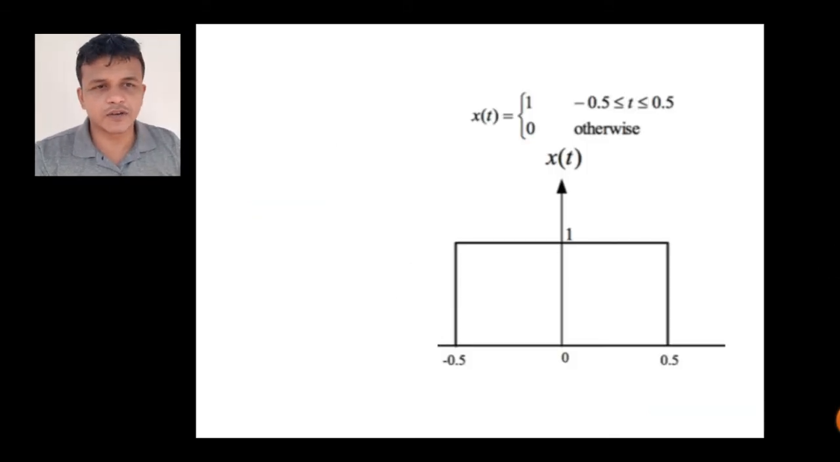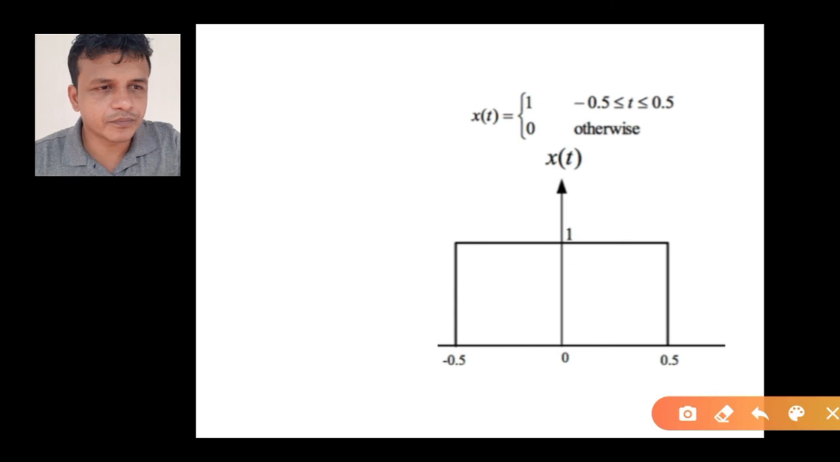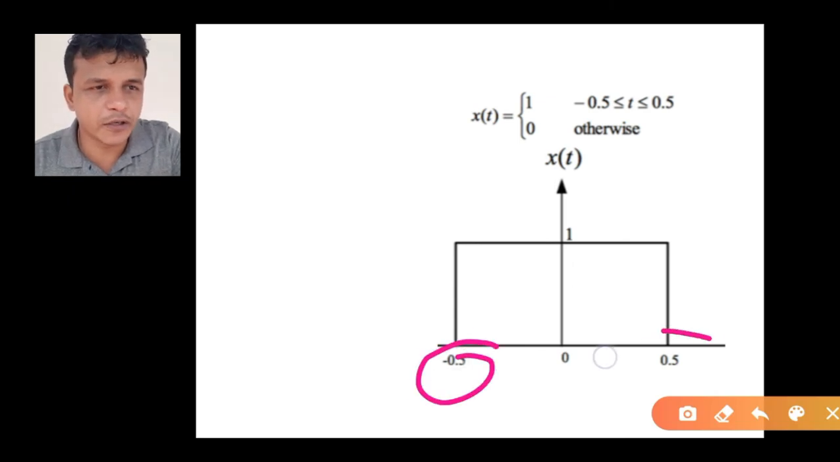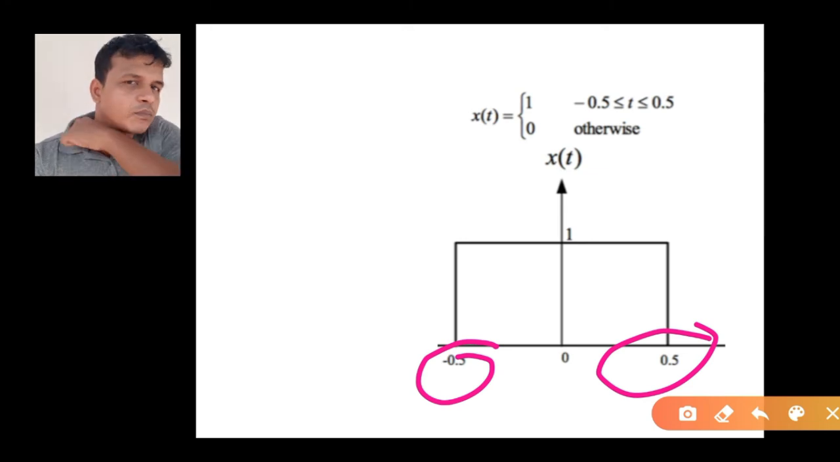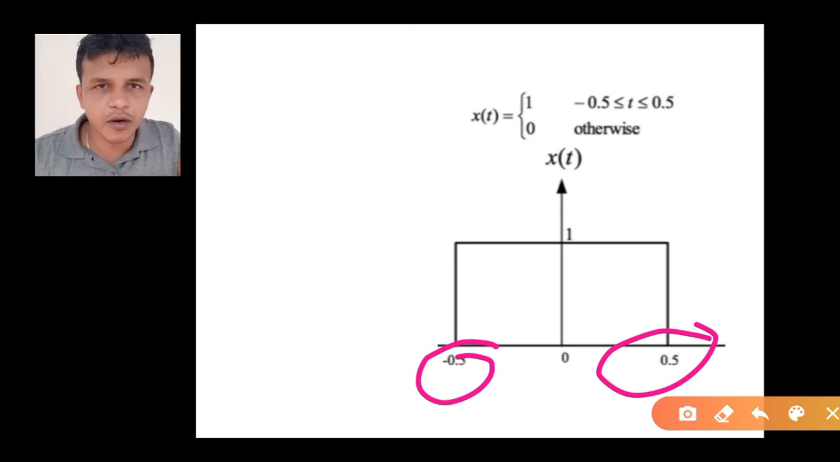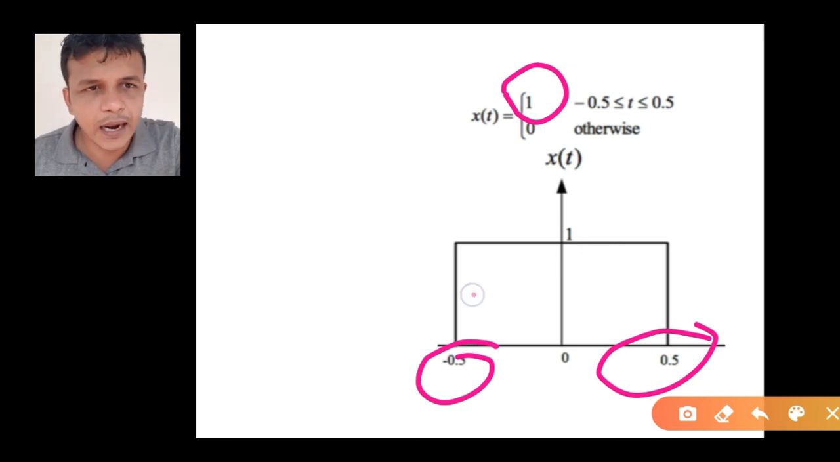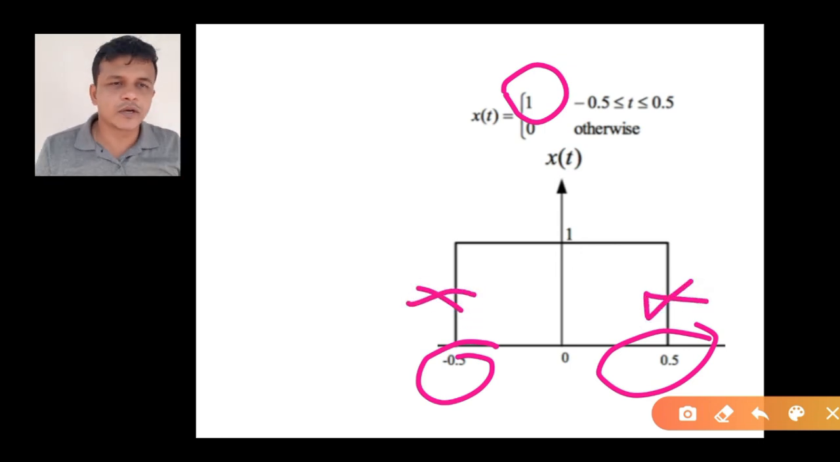The next one is rectangular function. Rectangular function has the amplitude value of 1 from t equal to minus 0.5 to 0.5. So in some books it is given as for modulus of t less than 0.5, the amplitude is 1, and for modulus of t equal to 0.5, the amplitude is 0.5. Okay, so anyway it is not going to make much difference, both are same. So here it is rectangular signal. Rectangular signal has amplitude 1 in the interval minus 0.5 to 0.5. So that is a rectangular signal.